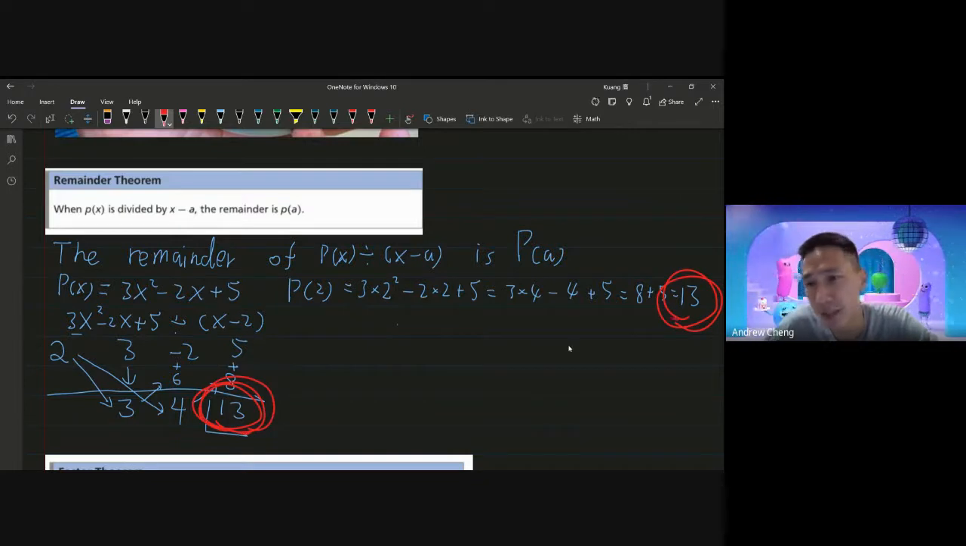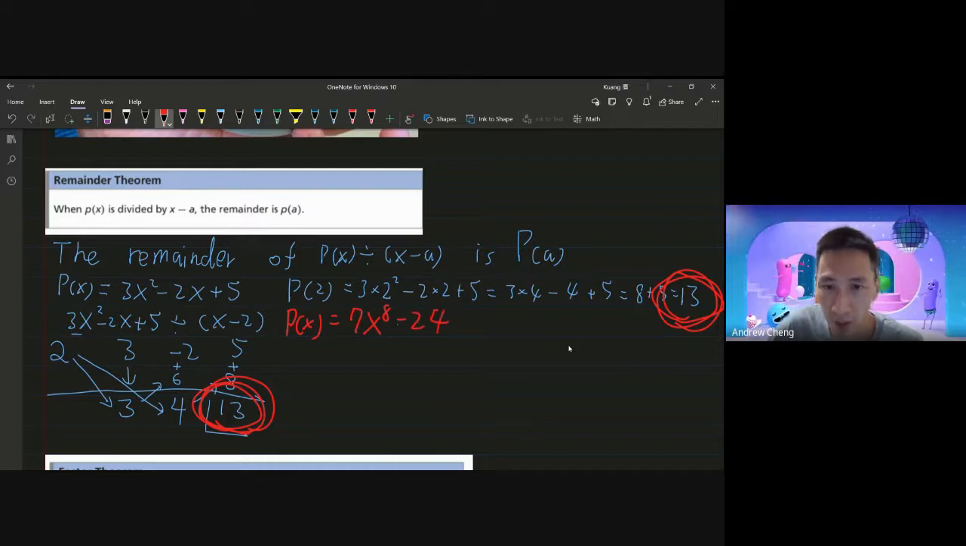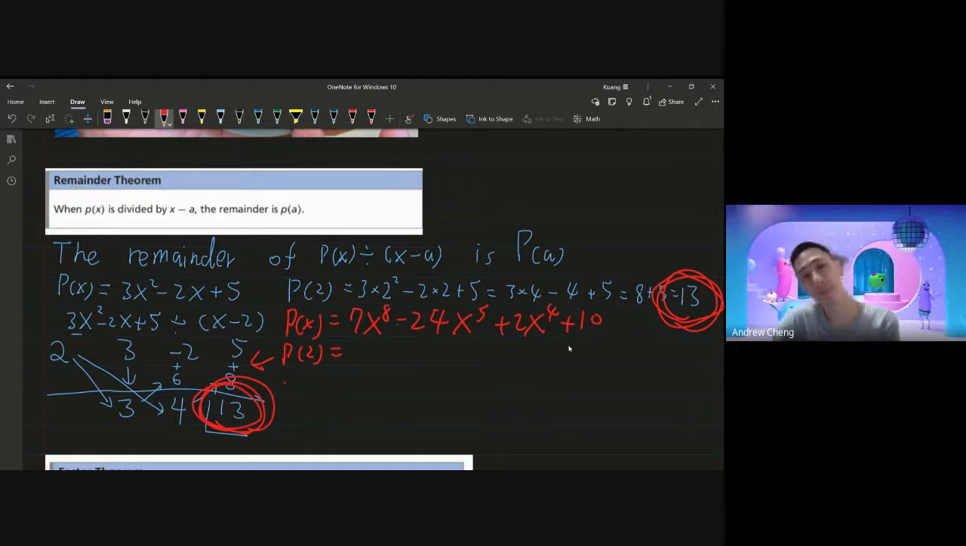Yes, so I can use two ways to find the remainder or find the value of p when x equals some number, right? So in this example, the function is quite simple. So it looks the same. It doesn't make much difference, right? However, if my polynomial is more complicated, for example, my p of x maybe is like 7x to the power 8 minus 24x to the power 5, and then plus 2x to the 4, and then plus 10, something like this. If I want to plug x equals 2 into the function, it will be a little bit complicated. If I use synthetic division, it might save you some time. So yes, that's why the remainder theorem sometimes can save us some time, right?